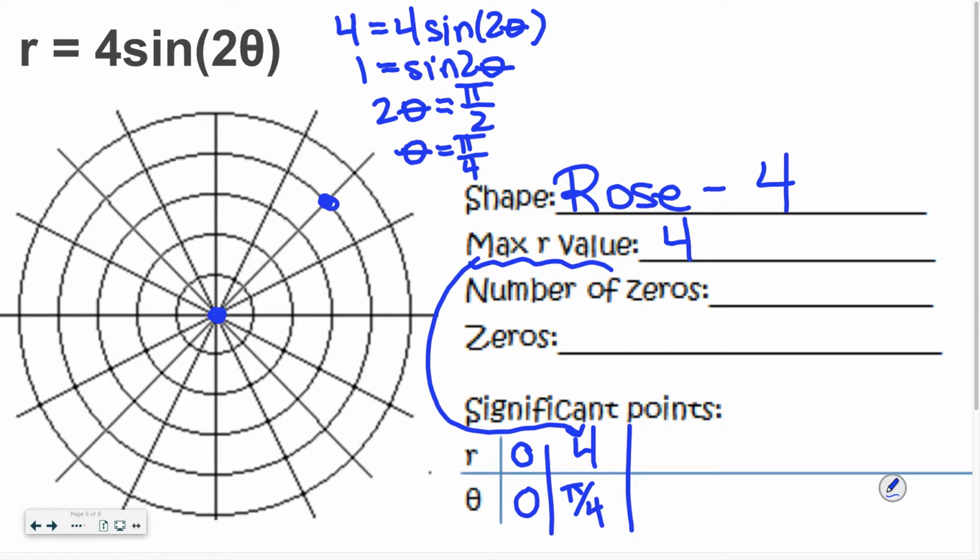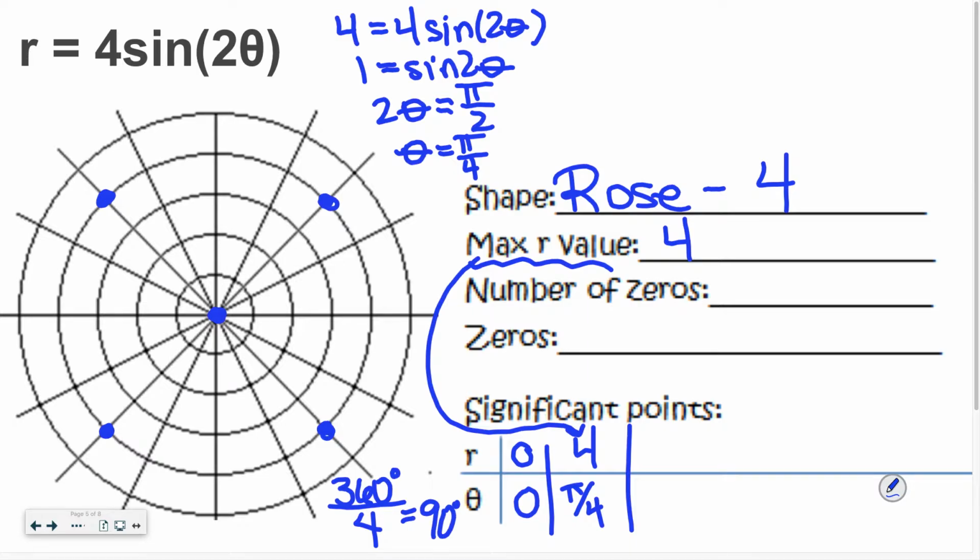And now we're done worrying about significant points. We are just going to look at our graph. Now, how many petals are there? 4. So if we have 360 degrees, or 2 pi, we're going to divide it by the number of petals, which means they're all going to be 90 degrees apart. So here's a petal, 90 degrees later, here's a petal, 90 degrees later, here's a petal, 90 degrees later, here's a petal.